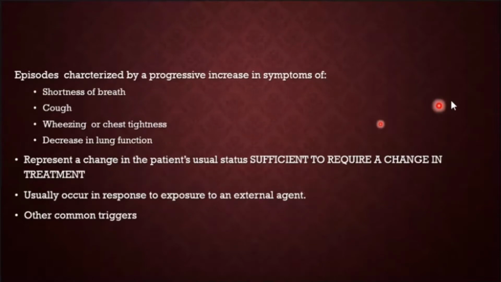So, what is an exacerbation? Exacerbation is characterized by episodes of progressive increase of symptoms of shortness of breath, cough, wheezing, or chest tightness, with a decrease in lung function. For patients at home, if they have their home-based peak flow meter, they will be able to monitor this fall in lung function. Usually we take a fall in peak expiratory flow of more than 20% to be significant.